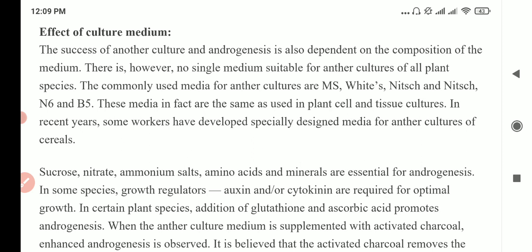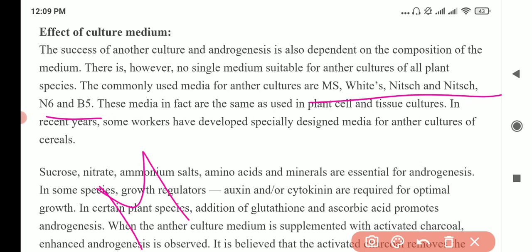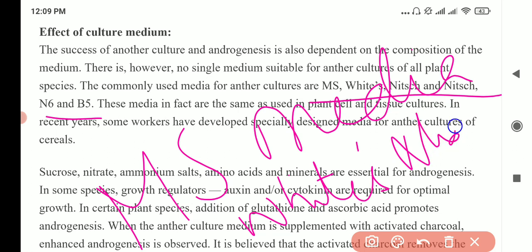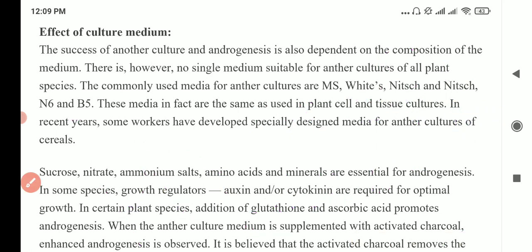So commonly used media for anther culture are the MS media, the White's media, the Nitsch media, the N6 and the B5 media. These are different names of media. So you write MS media like this, or White's media like that. Just one or two, you can remember, enough.